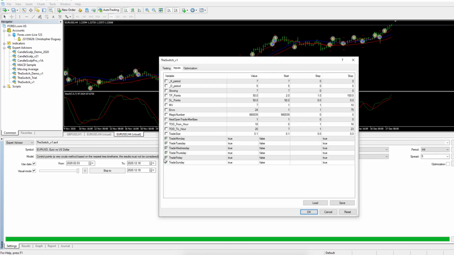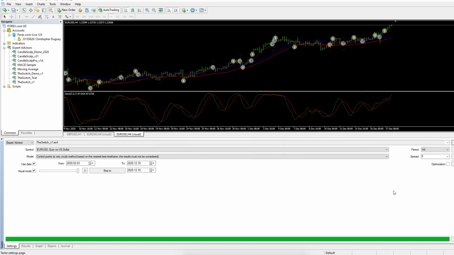So let's do this. I'm gonna close that. Let's do a take profit. So I'm gonna start from take profit of 2 points, and I'm gonna end at 100 points. And each step is going to be 1.0. So it's going to be 2, 3, 4, 5, and it's going to count all the way up to 100. Take profit. Press OK. But I'm not going to do visual mode. I'm going to do optimization.